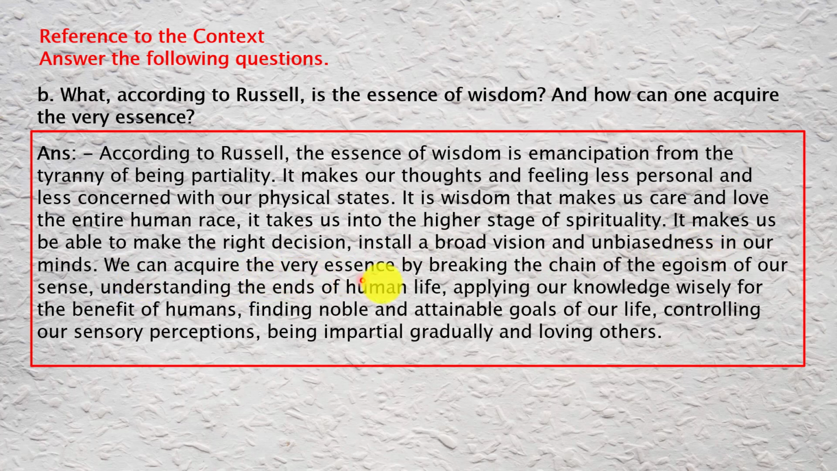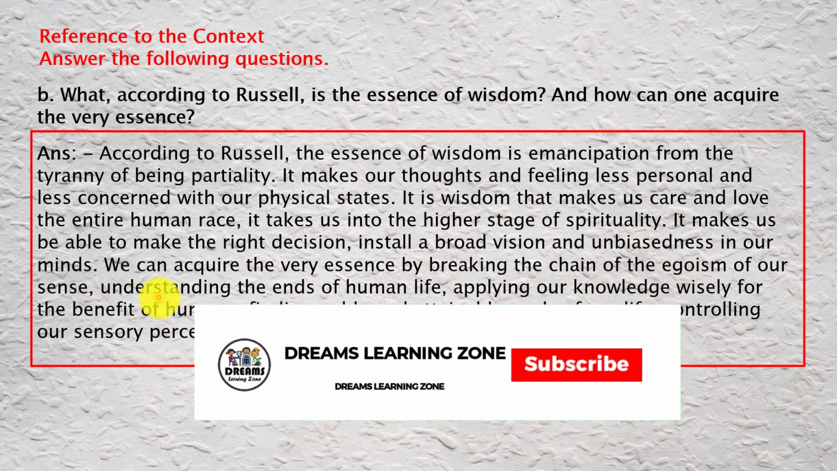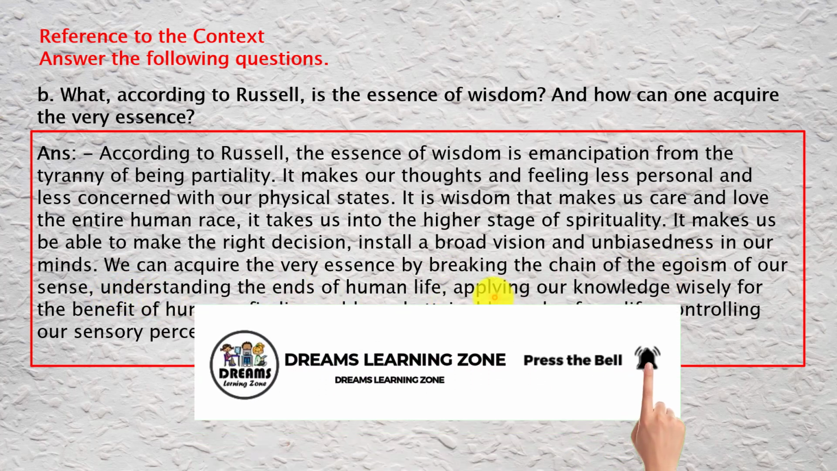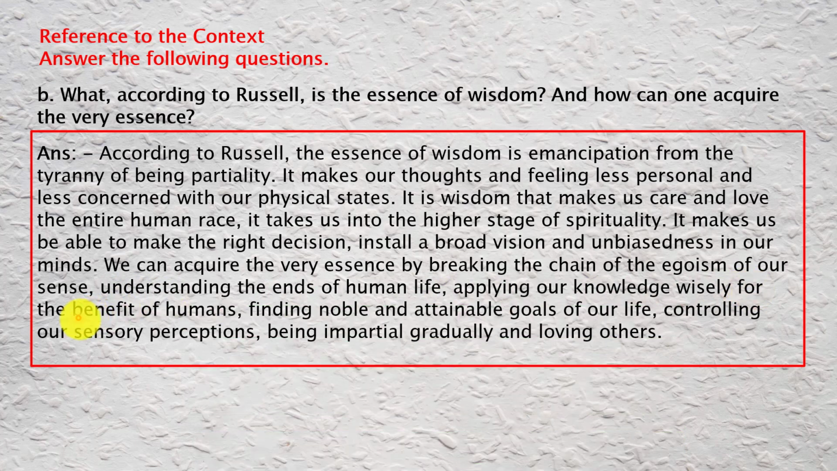We can acquire the very sense by breaking the chain of the egoism of our senses, understanding the ends of human life, applying our knowledge wisely for benefit of humans, finding noble and attainable goals of our life, controlling our sensory perceptions, being impartial, gradually and loving others.